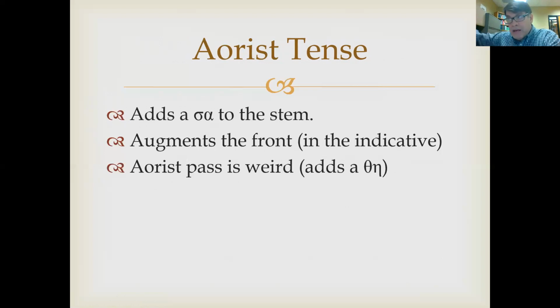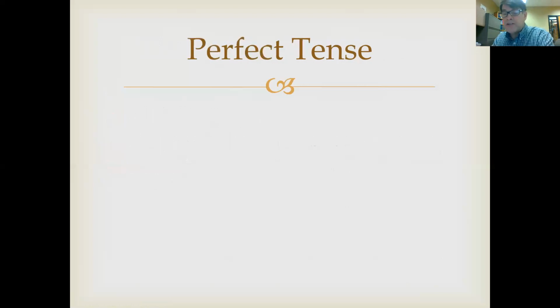And an ending after that. So it seems to me that this theta eta is an indication of passiveness. That's something you should take away. Theta eta passive. If it's theta eta sigma, it's future passive. If it's just theta eta, then it's aorist passive. Perfect tense. Hey, we're already to the end of the tenses.